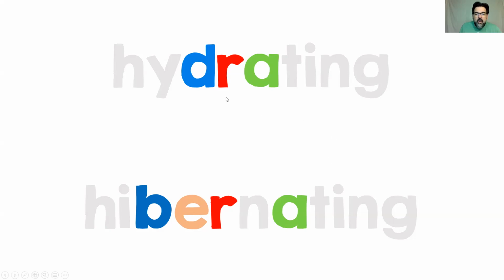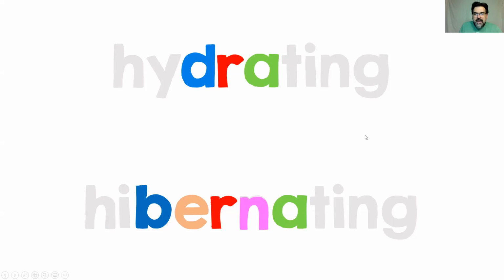The other thing is the R down below in hibernating, that's an R-controlled sound. The vowel E shows up. And up top where you would say dr, dr, dr, and with that A, we're going to say dra or dre. Down below, it's brr. So we have up top, dr, dr, dr, dr. Down below, burr. Then the A is separate.